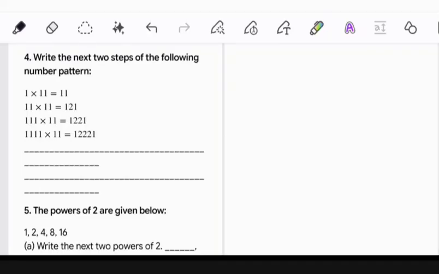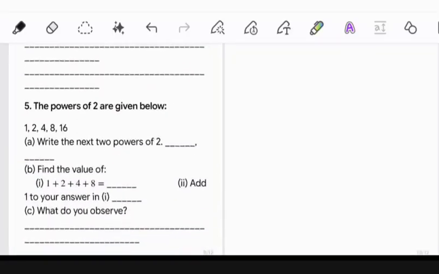Question number 4. Write the next two steps of the following number patterns. Here is a number pattern showing 1 into 11, 11; 11 into 11, 121. So this also, you can do by yourself, okay? It's a homework question. So move to the next one.